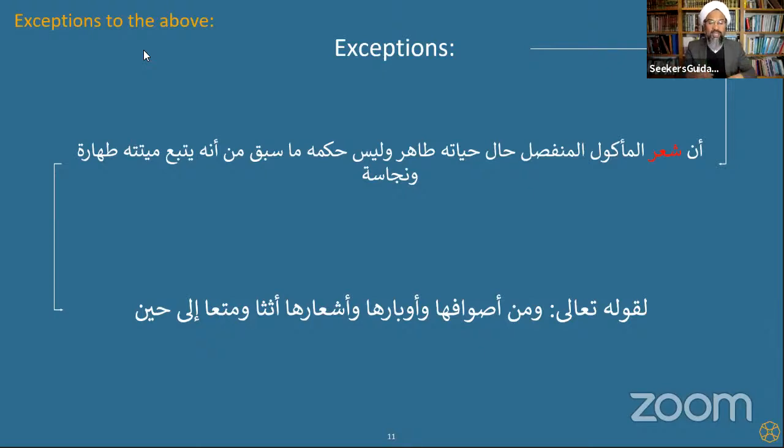We made an exception. Why do we make an exception? Because of the statement of Allah subhanahu wa ta'ala, which he mentions in Surah An-Nahl. Surah An-Nahl, أتى أمر الله فلا تستعجلوا. Surah An-Nahl is the chapter in the Holy Quran where Allah subhanahu wa ta'ala produces the most exhaustive list of his blessings that he has bestowed upon you and me. Somewhere halfway in this chapter, Allah says, وَمِنْ أَصْوَافِهَا وَأَوْبَارِهَا وَأَشْعَارِهَا أَثَاثًا وَمَتَاعًا إِلَى حِينٍ.